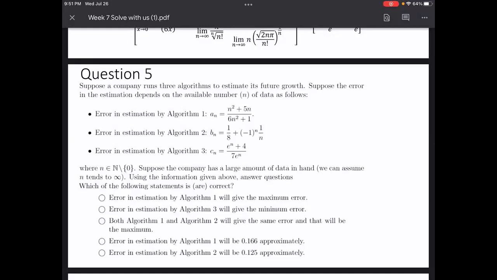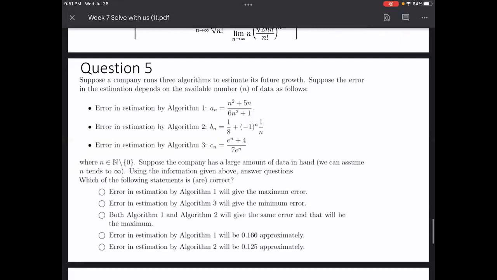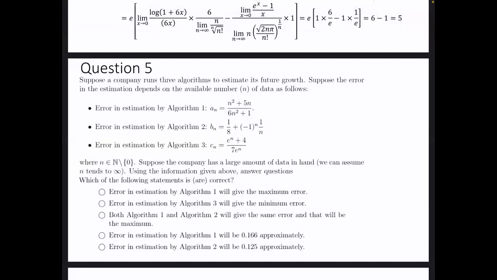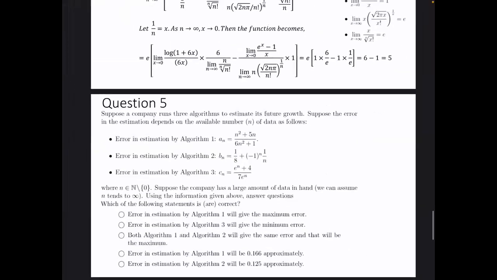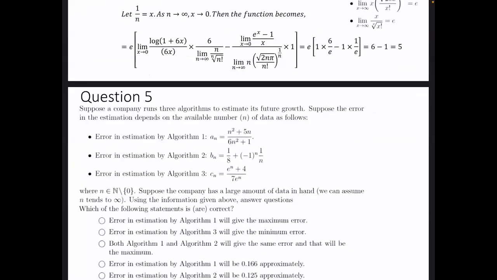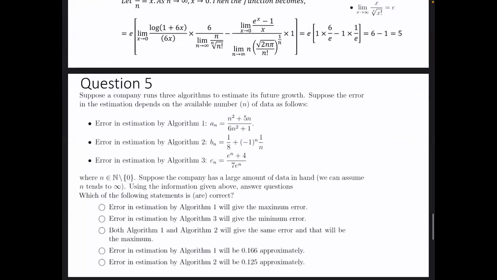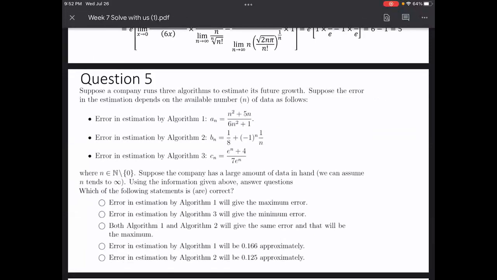Look, these 3 are algorithms. These algorithms estimate the error in the growth. Here there is n. This n is the number of data points that you have. The question says you have a large number of data points. That means n tends to infinity. Now he is asking which one will give more error or which one will give less error. See the options. The error estimated by the algorithm will be the maximum. Find the correct options among them.